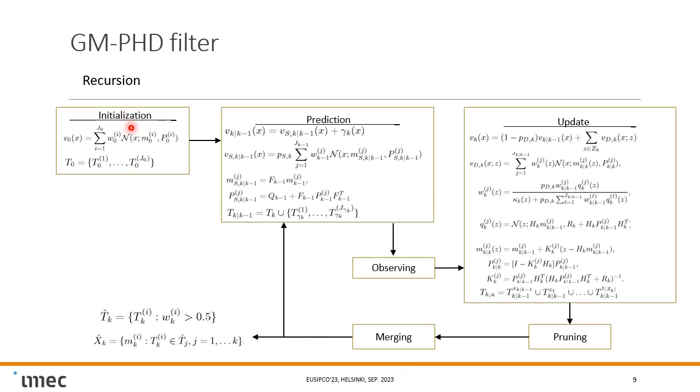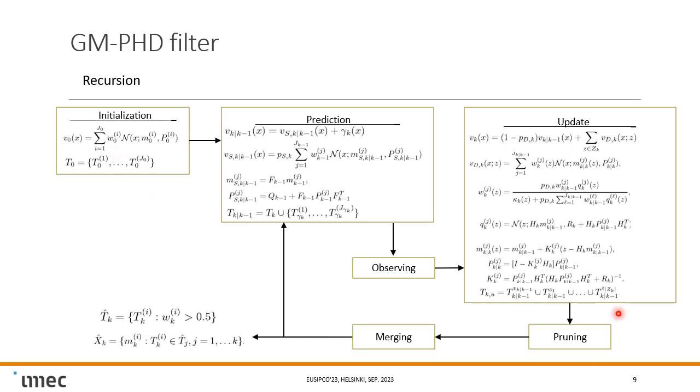In initialization, the Gaussian components are initialized based on some initial observation data, and each component is assigned a unique tag. So T here is the set of the tags. Each tag is uniquely assigned to a Gaussian component.